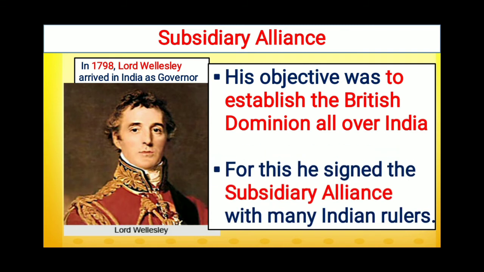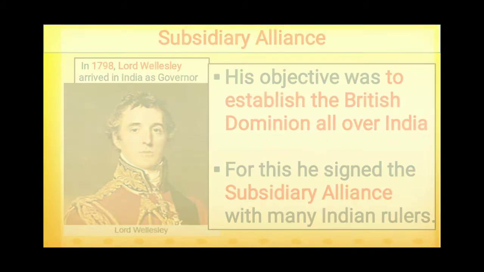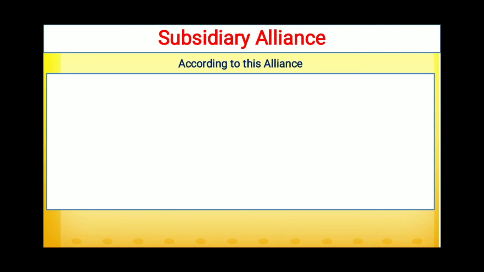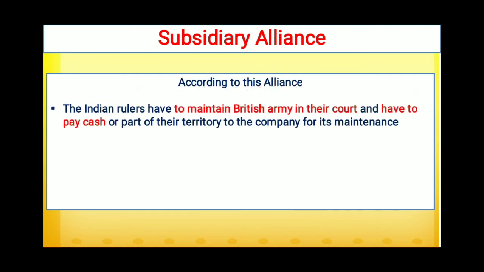And to do this, to establish dominance all over India, he signed the subsidiary alliance with many Indian rulers. Now, what is this subsidiary alliance exactly? According to this alliance, the Indian rulers have to maintain British army in their court and have to pay cash or part of their territory to the company for its maintenance.